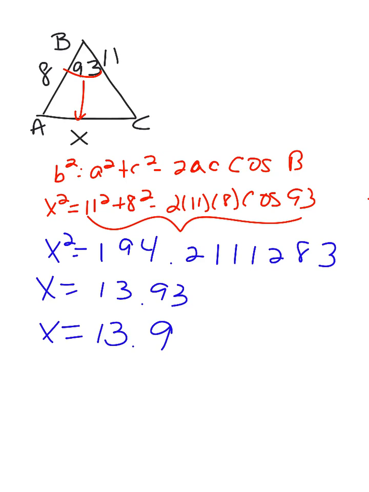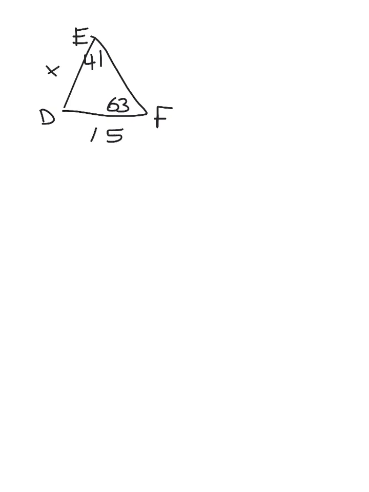Okay, so let's take a look at 3A. Okay, 3A in triangle DEF. Angle E is 41 degrees. Angle F is 63 degrees. Side E is 15, and we're looking for side F. So we have two angles, two sides involved. That would be law of sines. So it would be E over sine of E equals F over sine of F.